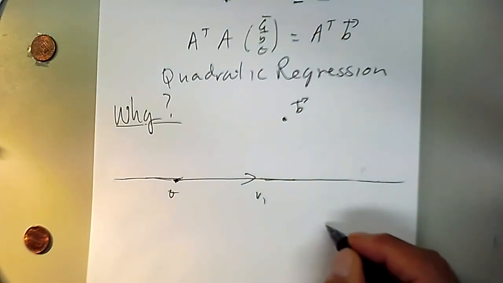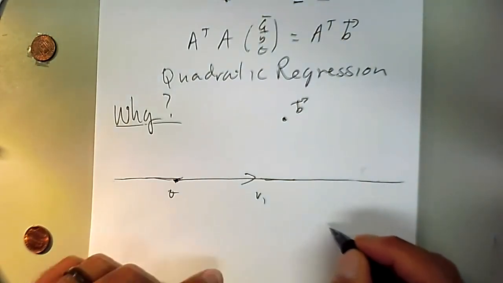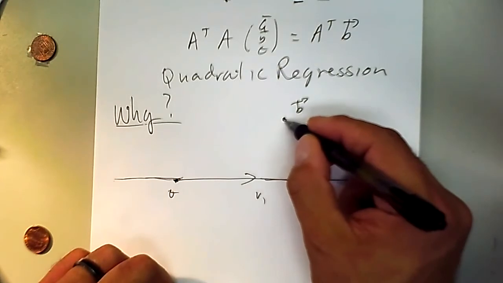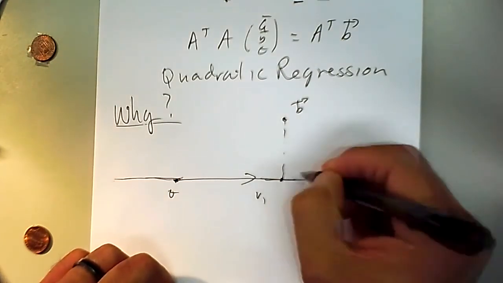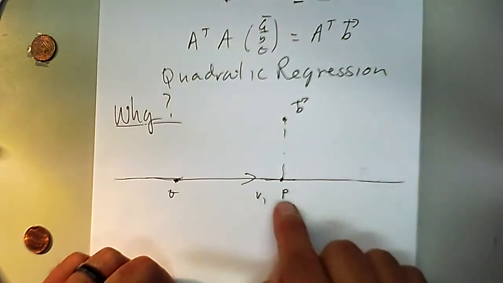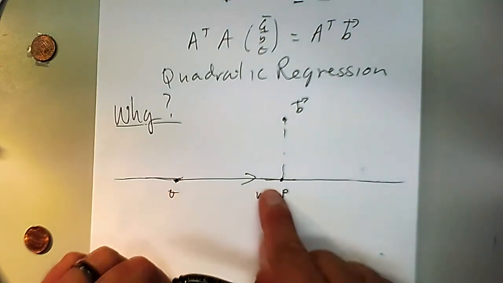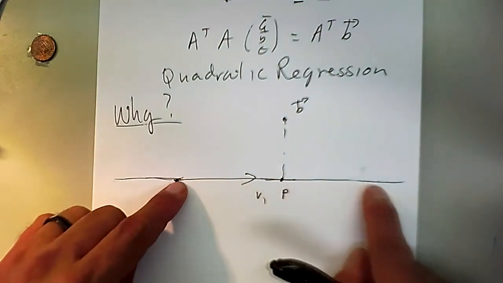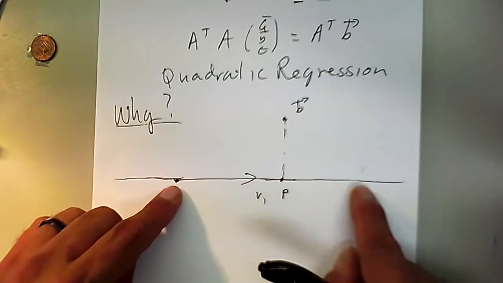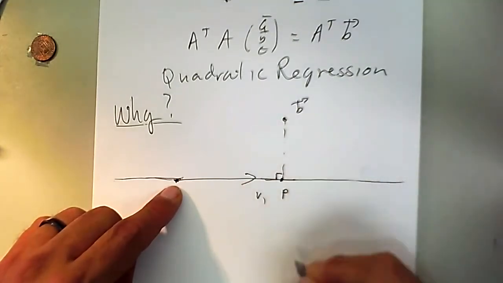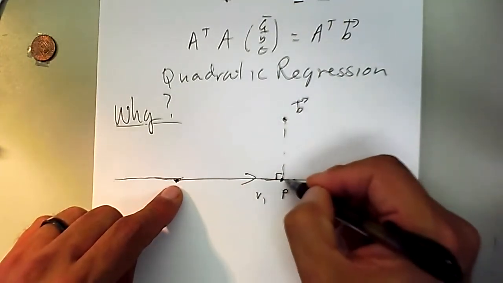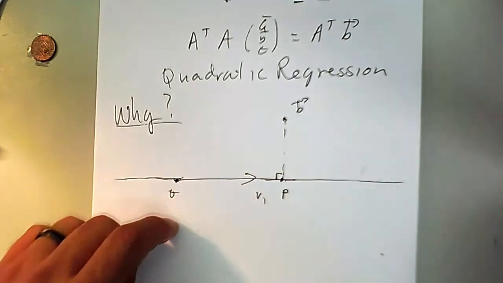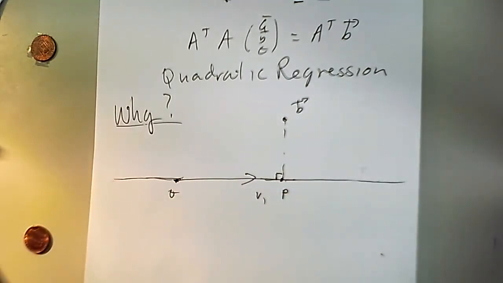And we want the projection here, P. Now P is going to be in the same space as this line. And this is the projection, which means a 90-degree angle, which causes this point to be the closest on the line to B.